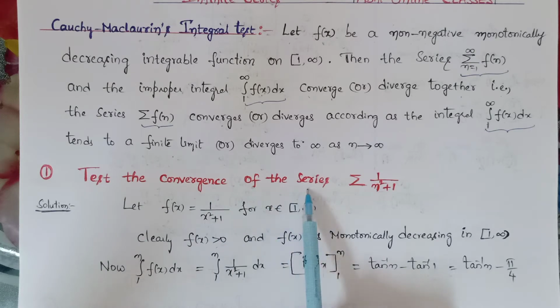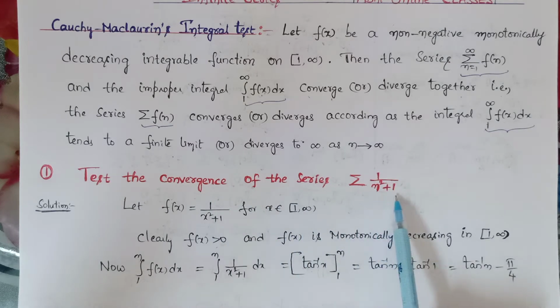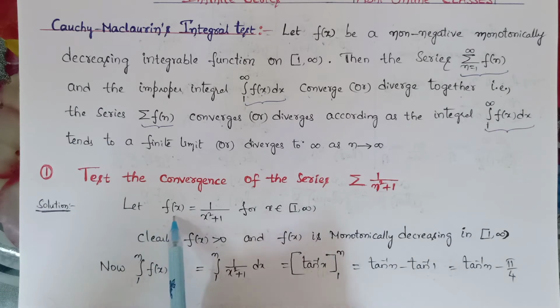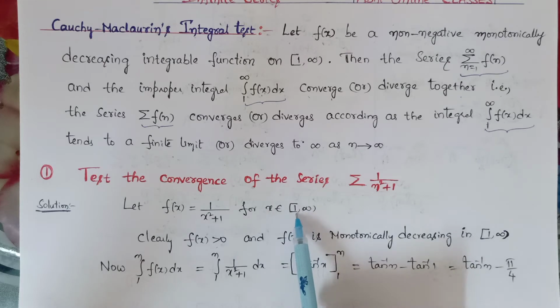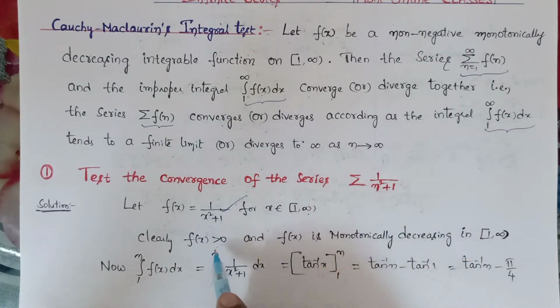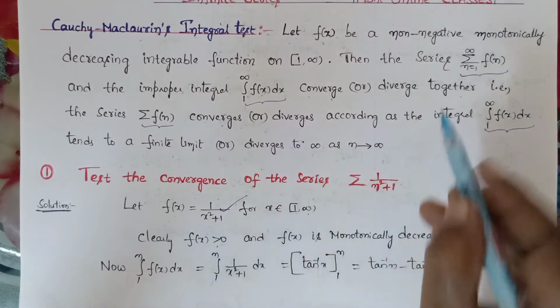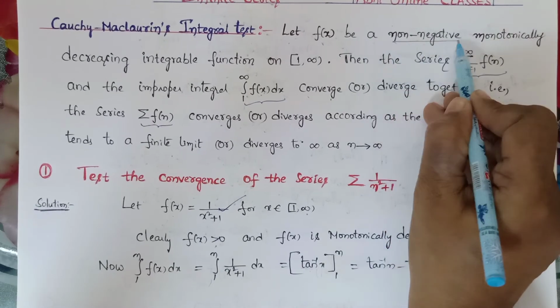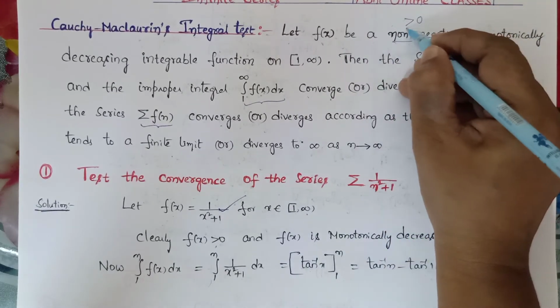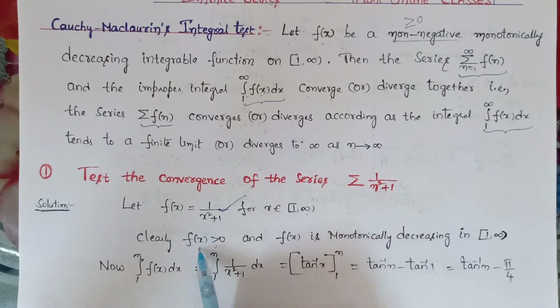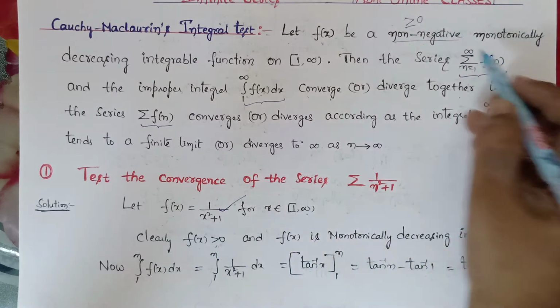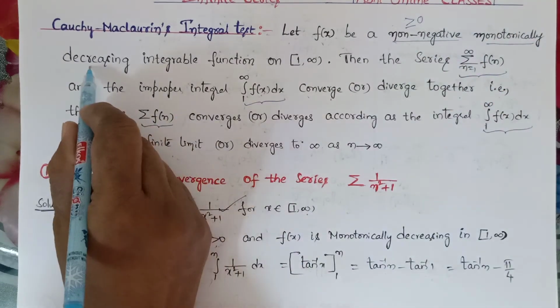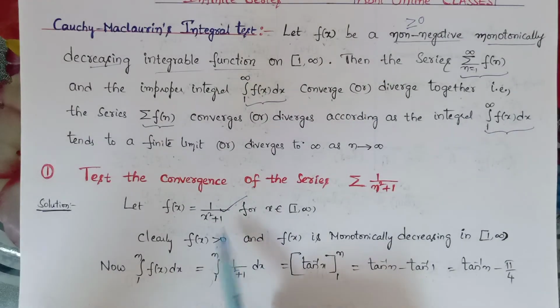Test the convergence of the series sigma 1 by n square plus 1. Now we take f of x equal to 1 by x square plus 1 for all x belonging to the interval [1, infinity). Clearly this f of x is positive, that is greater than 0. One condition is f of x should be non-negative, that is, either greater than 0 or equal to 0. So the first condition is f of x should be positive, and the second condition is f of x must be a monotonically decreasing integrable function. So here also f of x is monotonically decreasing in this interval.